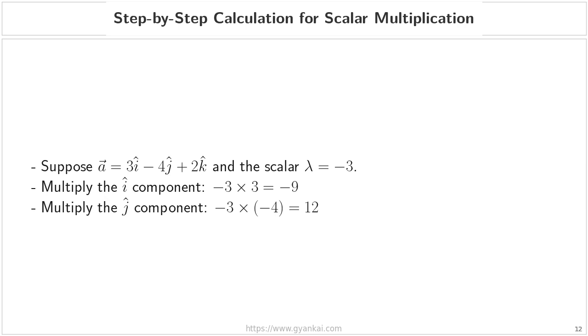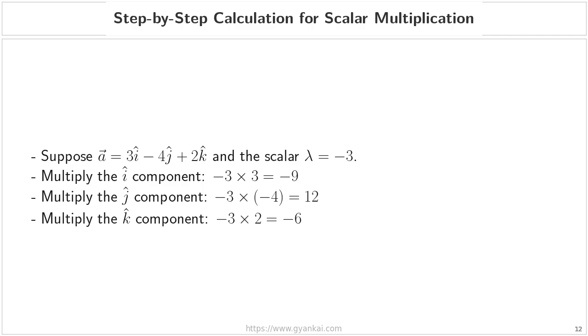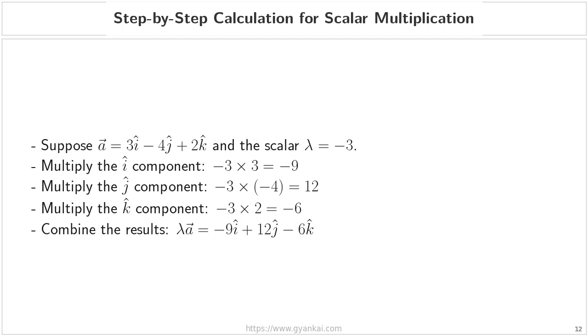Next, we move to the j component. Be very careful with your signs here. We are multiplying negative 3 by negative 4, and since 2 negatives make a positive, we get 12j. Finally, we handle the k component. Negative 3 multiplied by 2 gives us negative 6k. When we combine all these results back into a single vector, our final answer for lambda times vector A is negative 9i plus 12j minus 6k.